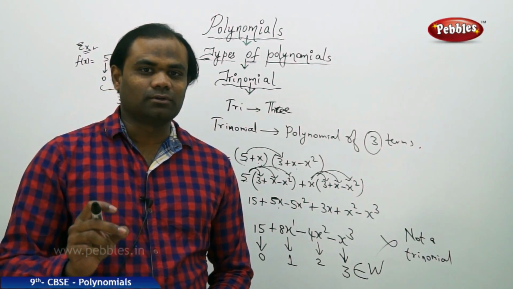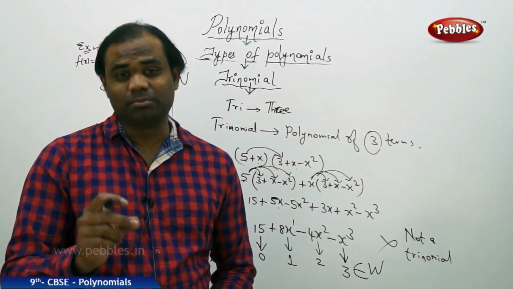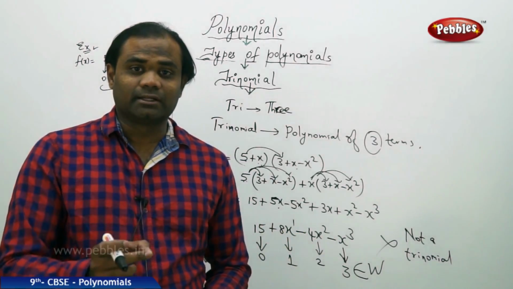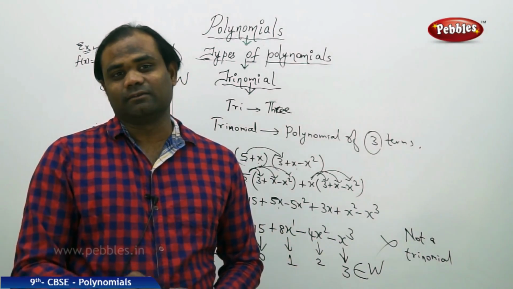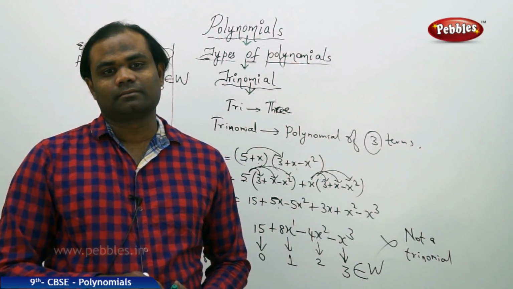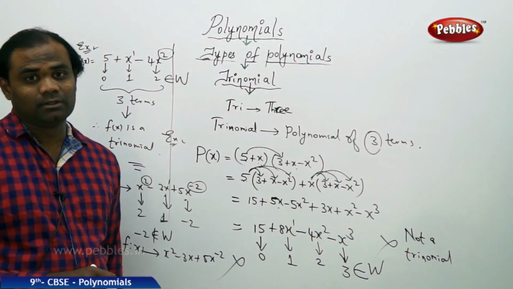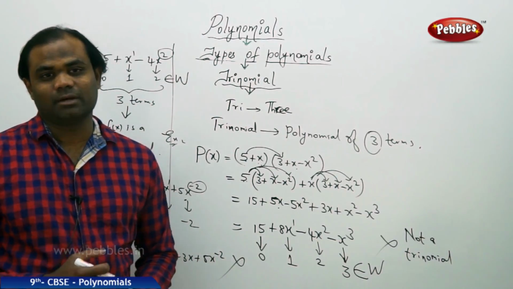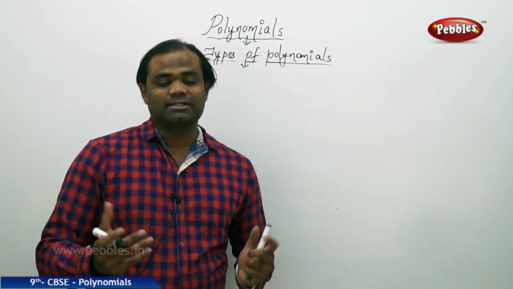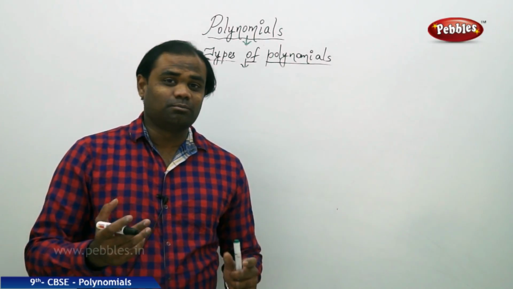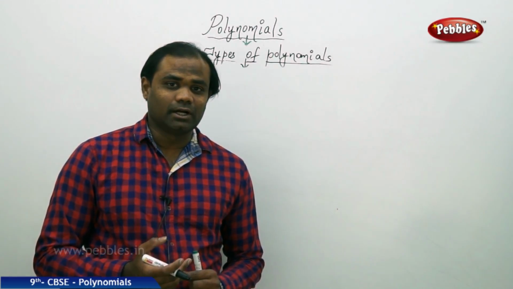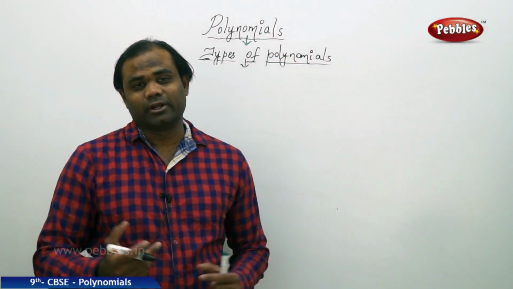Therefore, the condition for the given expression to be a type of polynomial is that it needs to be a polynomial itself initially. So this is not a polynomial and hence not a trinomial, is how we conclude the given example problem. Next, let's discuss the types of polynomials in 1 variable and 2 variables.